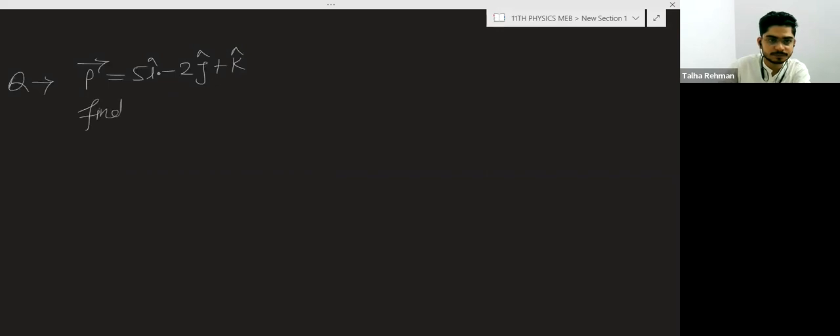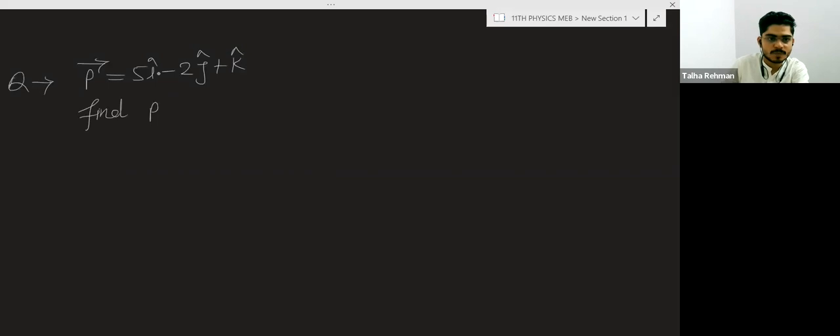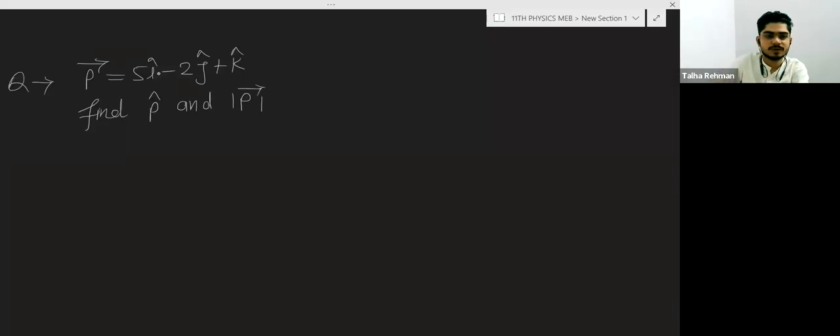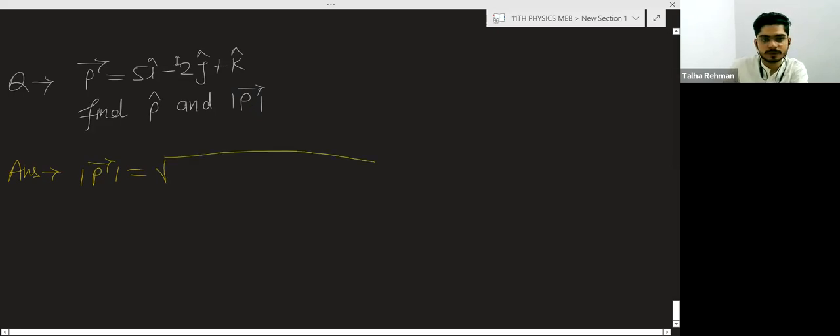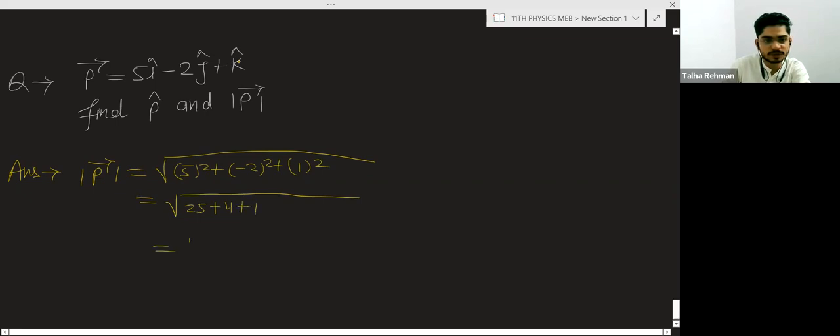We have to find the unit vector of p and the magnitude of p. Simply, first we will find the magnitude of p. How will you find it? Take the square of the coefficient of i cap, the square of the coefficient of j cap, and the square of the coefficient of k cap. So coefficient of i cap means 5 square, coefficient of j cap means minus 2 square, coefficient of k cap, here k is with 1 only, so you will write 1 square. This will become 25 plus 4 plus 1, which is root 30 units.